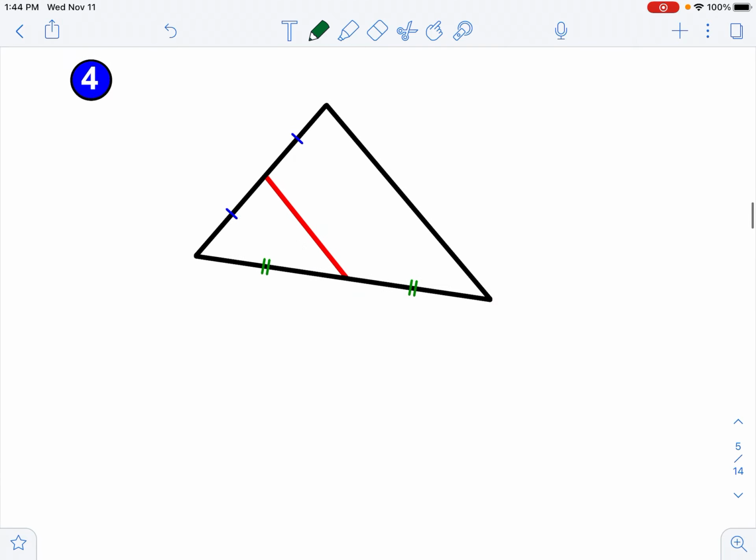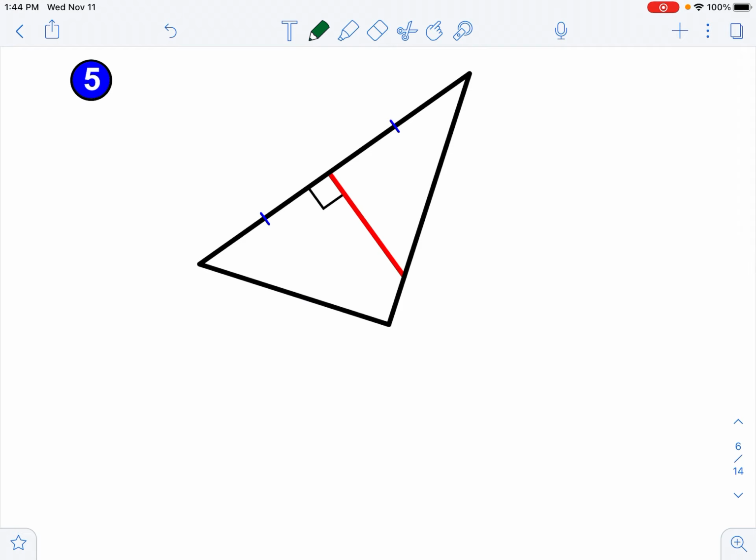All right, this one right here does not come from a vertex. So median and altitude are out. Then I look and I say, okay, is it a perpendicular bisector? There's no perpendicularness here. If there was a right angle here, then yeah, it's a perpendicular bisector. Or if there was a right angle here, then yeah, it's a perpendicular bisector, but it's not. So this is nothing.